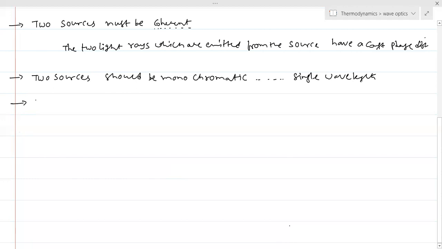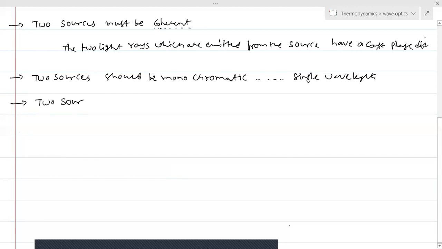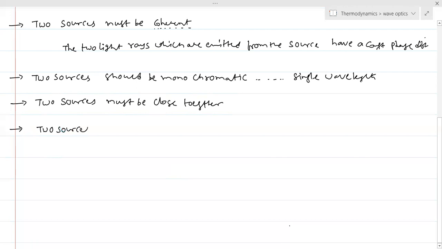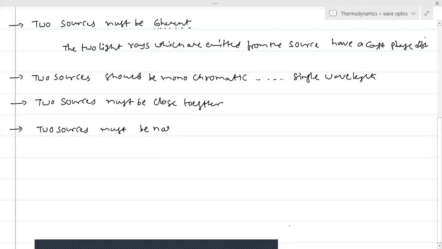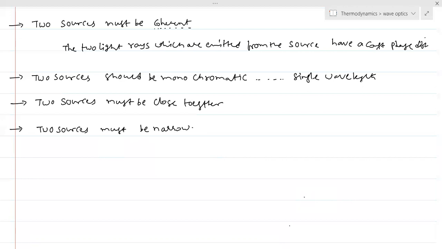And one more thing: the two sources must be close together, and the two sources must be narrow, that means of very small size. These are the desired conditions for interference. In interference, the most important topic is YDSE.